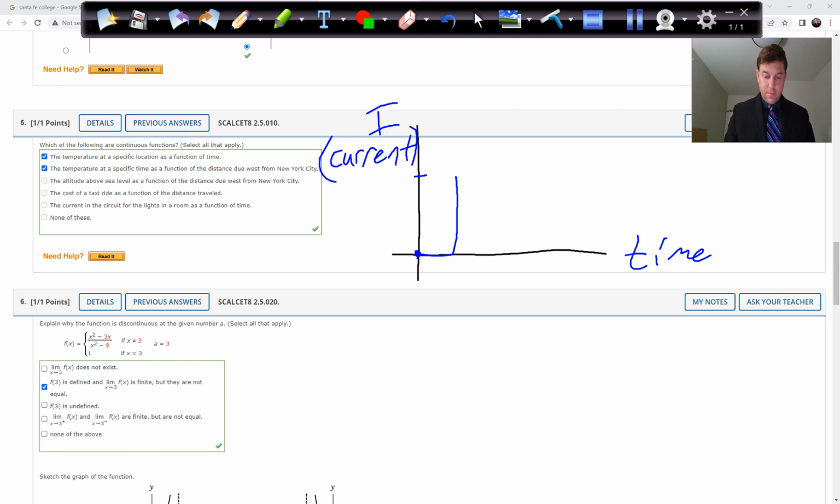Let's just put 1 amp. So it goes from 0 amps up to 1 amp, and then we have the lights on and they're going to fluctuate, and then we turn them off. Okay, so it won't go below the x-axis there, but something like that. Okay, so this definitely has some big jumps in it. So it has this big jump from 0 to 1, so that would not be continuous. Okay, so those are the examples, kind of the rough sketches I gave just to give you the concept. And so that would be the answer to 5.